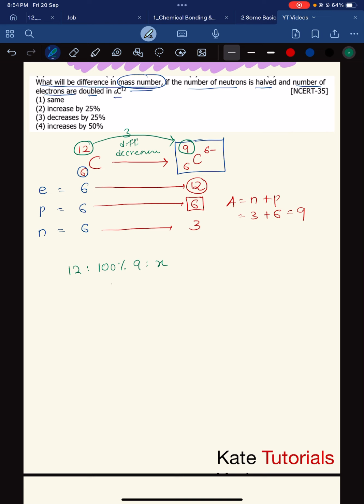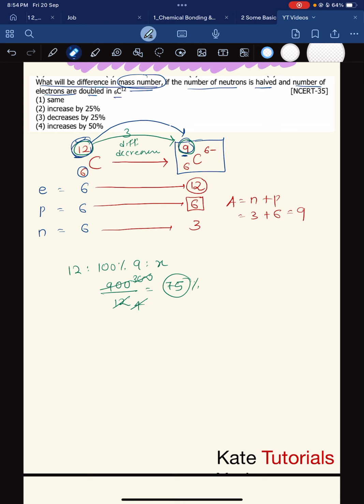If I assume 12 is 100%, then how much will 9 be? Just to calculate, it is 9 into 100, that is 900, divided by 12. 3 fours, 3 300s, 4 7s, 28, so 4 5s, 20. So 75%. It means from carbon 12 to become this carbon 9, atomic mass I am talking about, here 75% it is decreasing. It is 100% here, and here it is 75%. So to come from 100 to 75, how much percent has it decreased? It has decreased by 25%. So the answer for this question is decreased by 25%.